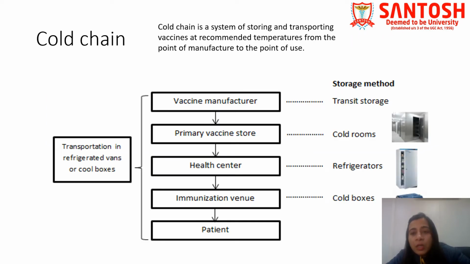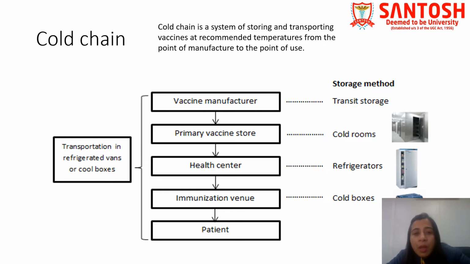So before we talk about the immunization techniques, let us know what is cold chain. It is a system of storing and transporting vaccines at recommended temperatures from the point of manufacture to the point of use. So from the site where the vaccine is manufactured, it is taken to the primary vaccine store, which are cold rooms. So there are these huge rooms where the vaccines are stored.